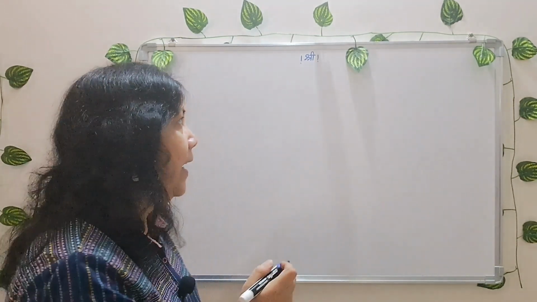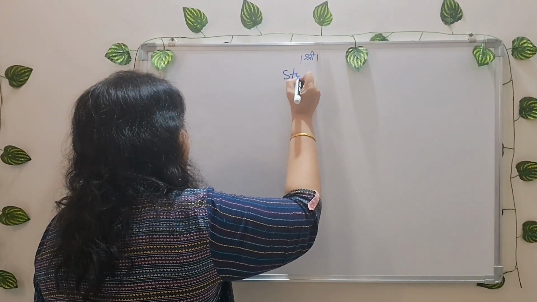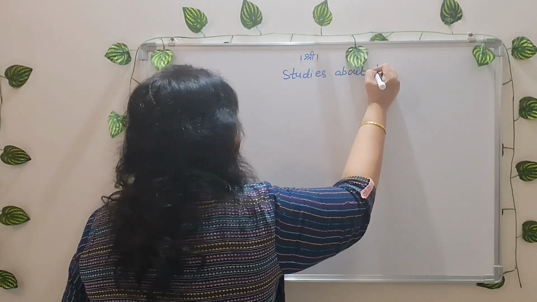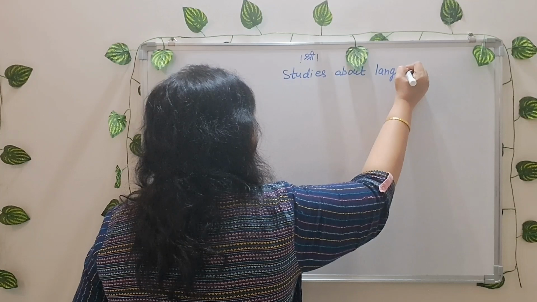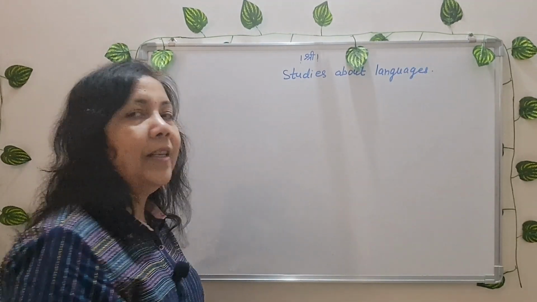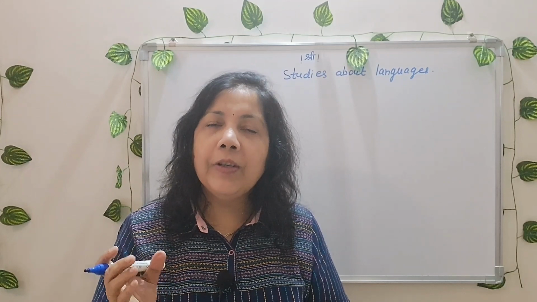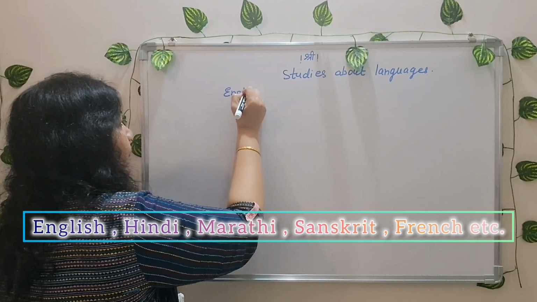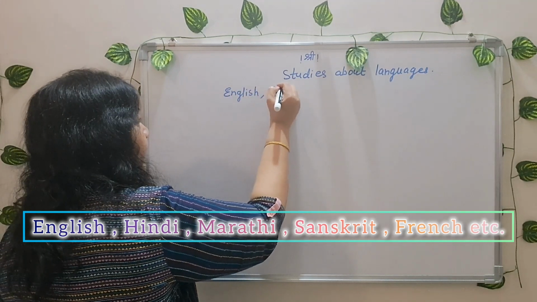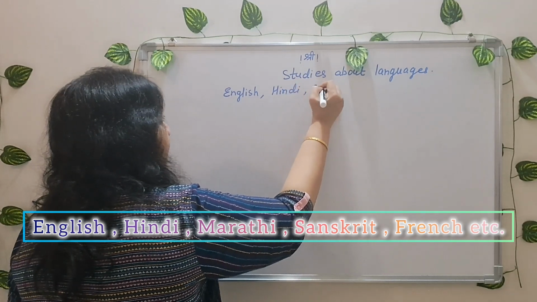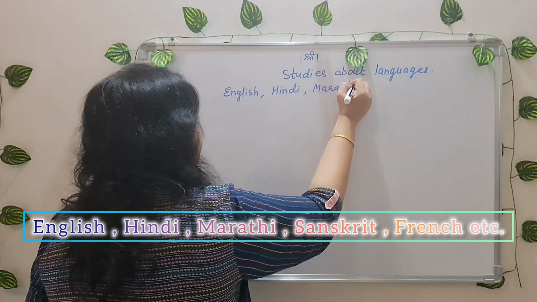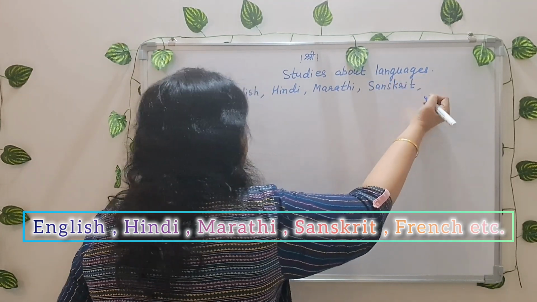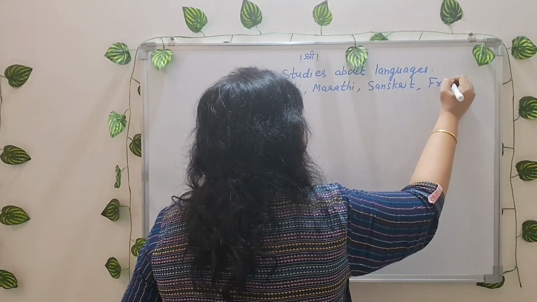Okay. So my heading of this video is Studies about languages. Which languages usually in school and college? English is there, of course. Then Hindi, maybe Marathi, Sanskrit. Sanskrit is of course optional if you take it, and French also the same way.